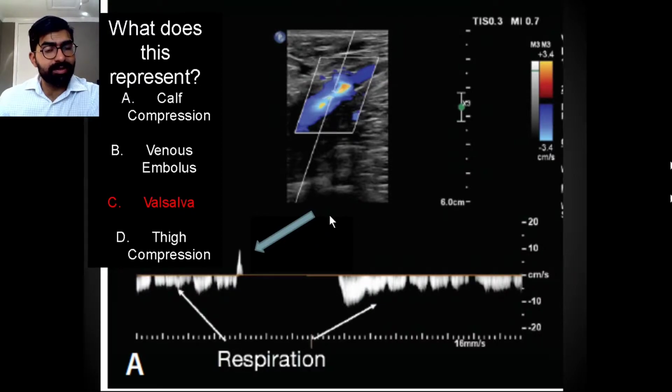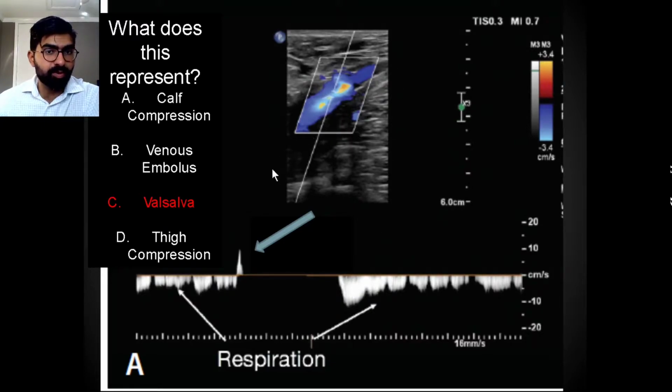And what's that doing to the intra-abdominal pressure? It's increasing it. Well, with an increased intra-abdominal pressure, what is that going to do to the venous return in the legs? It's going to decrease it. Exactly. So what you're seeing here is as the Valsalva occurs, you actually see blood flow very shortly in the opposite direction. So what does that mean?